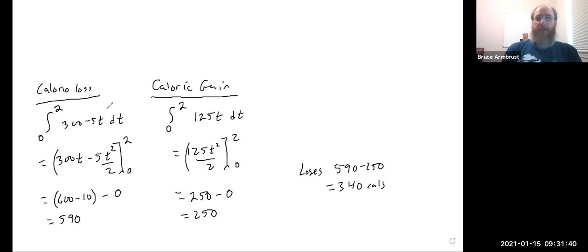So this is the process. This is how I would do it. Just take my loss and my gain and then find the difference. We could have done it just as a single integral if we wanted, right? The rules of integration say that the two separate ones can be combined. So we could have done an integral of 300 minus 5t minus 125t, right? And that would have given us the same thing.